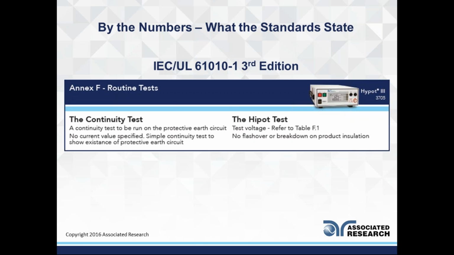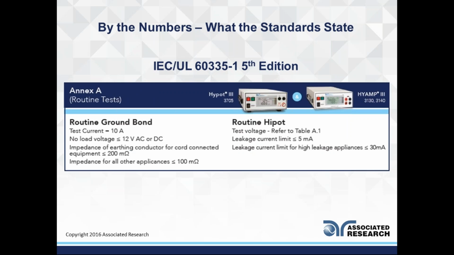That's associated with your HiPot test, so when you see continuity, you will see your HiPot test voltages also in the same area. So for UL 60355, which we were just discussing, there's a routine ground bond test current at 10 amps, and impedance of the earthing conductor for cord connected equipment should be less than 200 milliohms, while most of the other applications will be less than 100 milliohms.